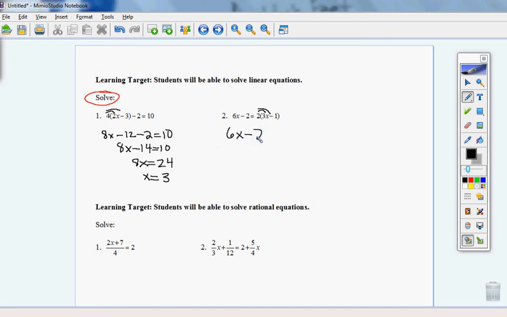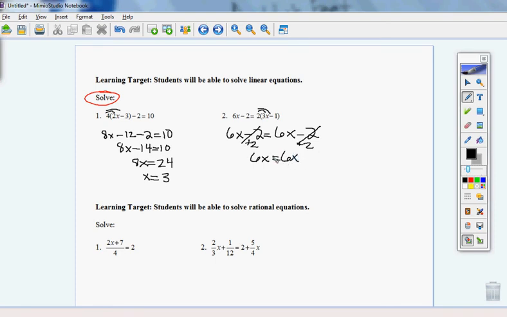Next one, something funky is going to happen here. We're going to have 6x minus 2 equal to 6x minus 2 when you distribute through. Well, when you look at this, you say, this is the same thing as that. Basically what that means is no matter what real number you put in for x, this is going to work out. Let me show you it a little bit simpler. If I add 2 to both sides, I have 6x equal to 6x.